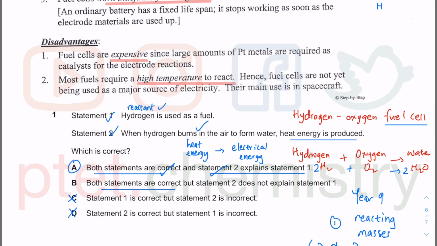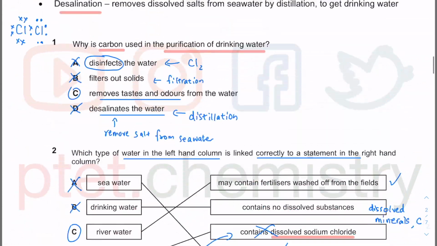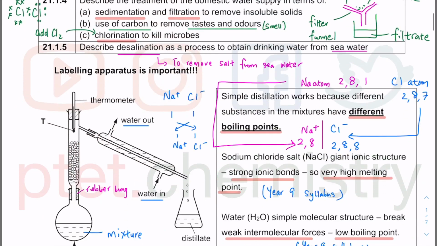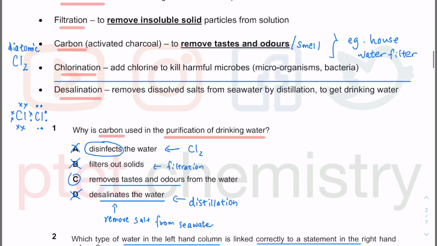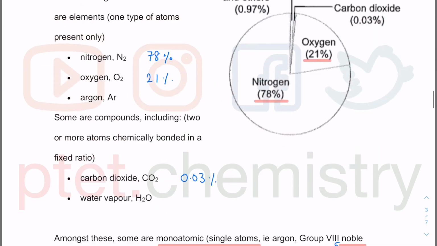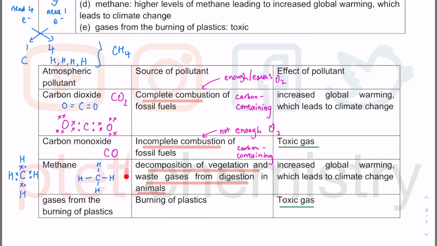Okay, that marks the end of this two-part lecture series on environmental chemistry. We started talking about the environmental chemistry of water, and the treatment of water in terms of the processes we talked about in the first lecture. We also talked about the composition of air, 78% nitrogen and 21% oxygen, and the remaining 1% made out of noble gases and carbon dioxide. In this lecture, we also talked about the sources and very harmful effects of the 4 different air pollutants as stated in the syllabus.